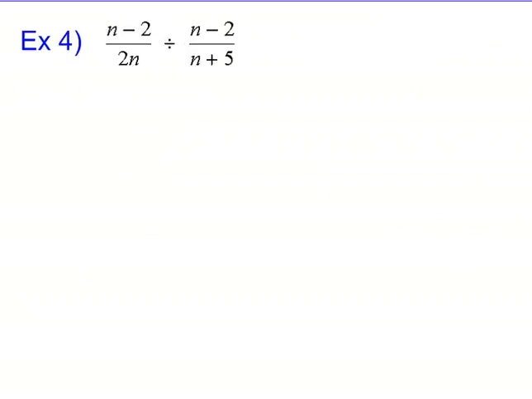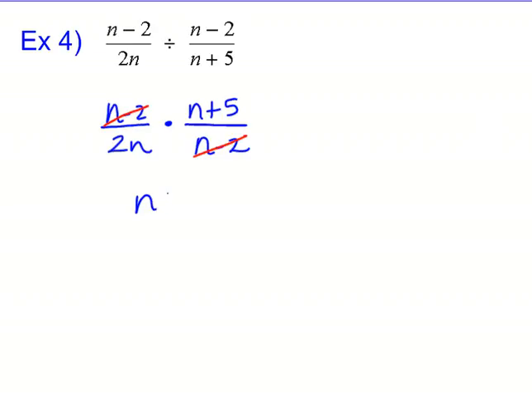Let's take a look at some division really quick. (n minus 2) divided by 2n, and that's divided by (n minus 2) divided by (n plus 5). So our rule is change the division to a multiplication problem and take the reciprocal of the second fraction, or the second rational expression. Keep the first one exactly the way it is. Then what we're going to do is we're going to cancel anything that's common. So here we have an n minus 2, which will go away, and nothing else seems to cancel, so we're left with (n plus 5) divided by 2n.